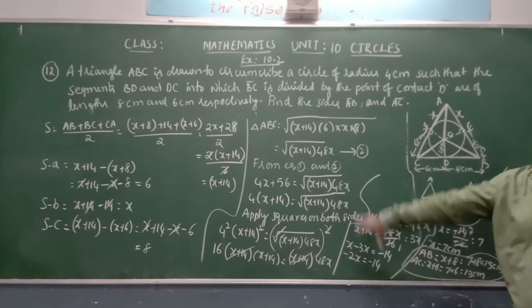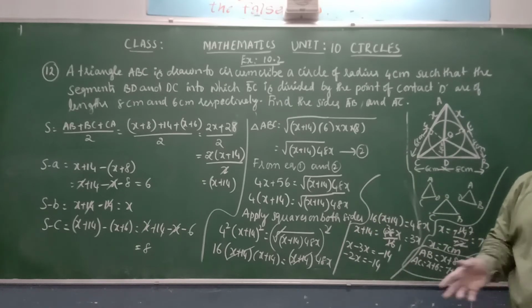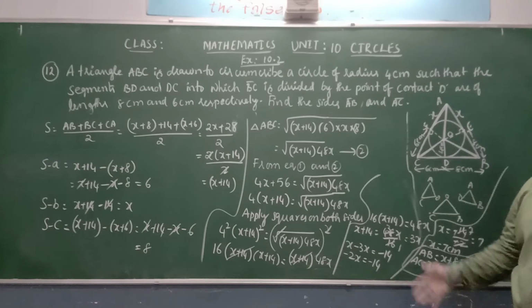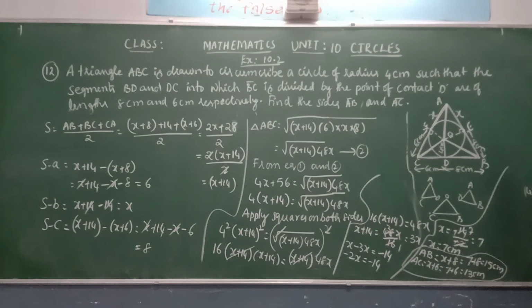That will be equal to the area of the triangle, which we found by using Heron's formula. Equate those 2 equations. By solving those, we will get x is equal to 7 centimeters and AB is equal to 15 centimeters, AC is equal to 13 centimeters. Though it is a very big problem, it is very simple, easy to understand.